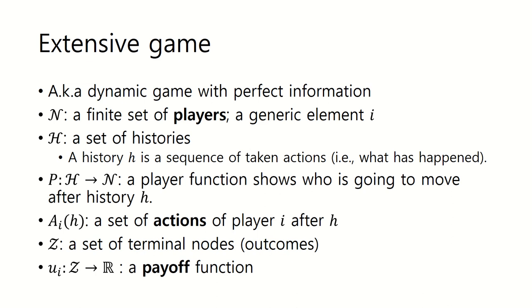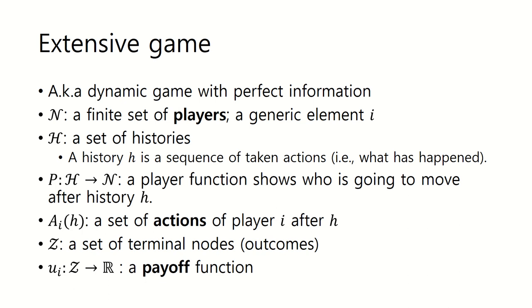So extensive game, it's also called dynamic game with perfect information. So we still keep this assumption of perfect information, but we want to allow a richer dynamics, richer interaction among players. So by allowing this dynamic interaction, we allow conditional responses or conditional strategies. So strategy becomes more complicated. Previously, there were just actions, right? So I confess, or I deny, or I accept, or I reject. So those actions were quite simple. But now we will have to consider more complicated strategies.